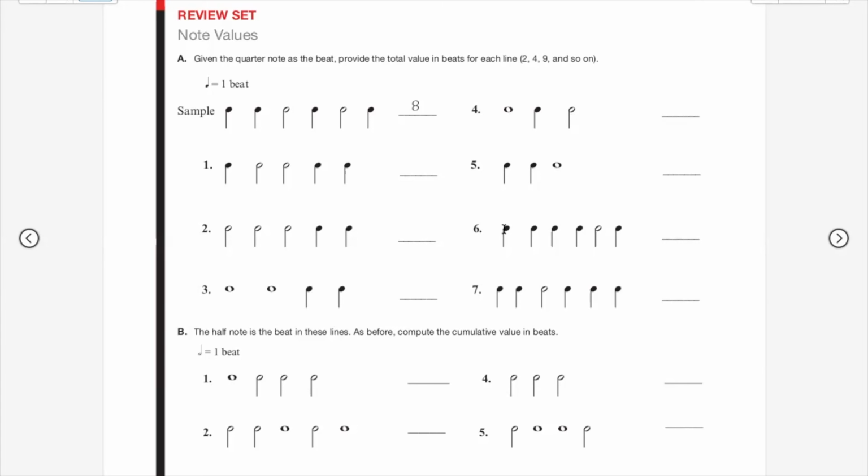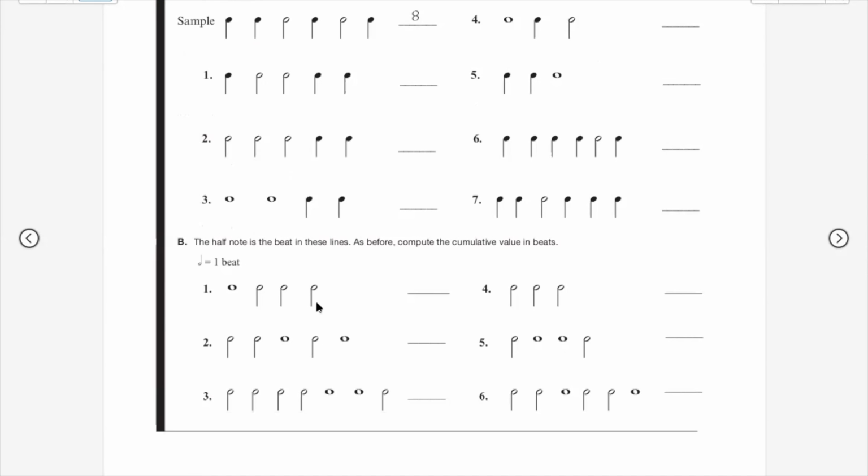Number 6, 1, 2, 3, 4, 5, 6, 7 for that one. 1, 2, 3, 4, 5, 6, 7 for that one also. 1, 2, 3, 4, 5, 6, 7. Not that different, are they?